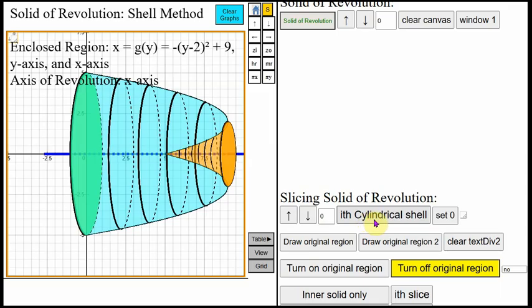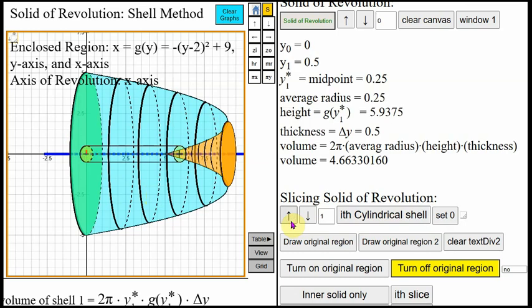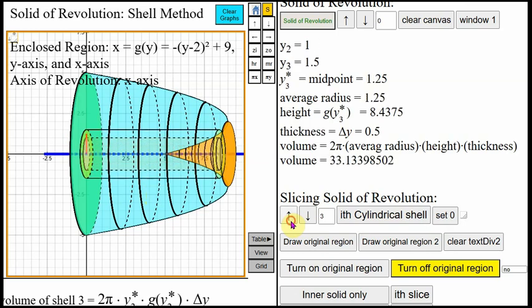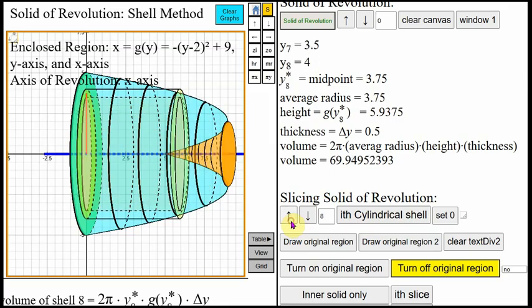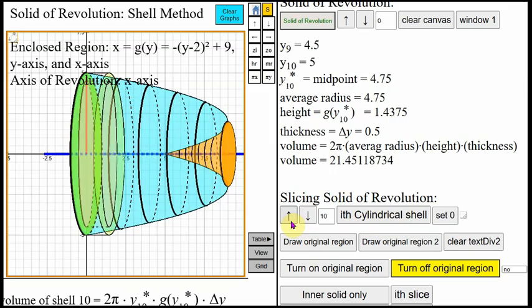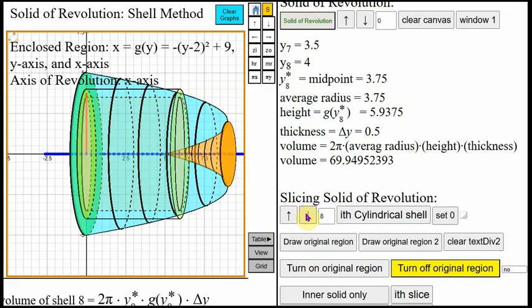Shell or cylindrical shell, and so I'm going to divide this solid here into many shells. And so here I'm going to divide it first into 10 shells like this, and then eventually to get the exact volume for the solid, we need to divide that into an infinite number of shells.